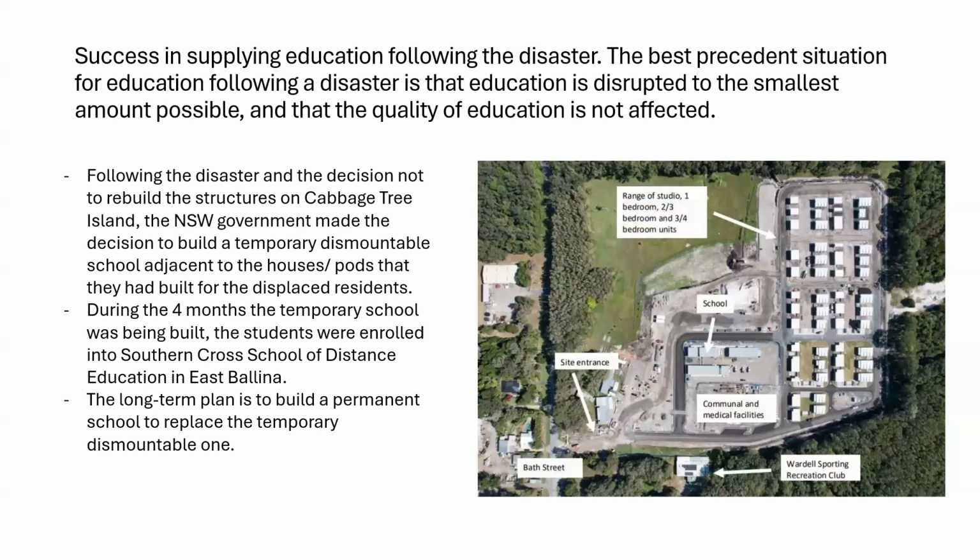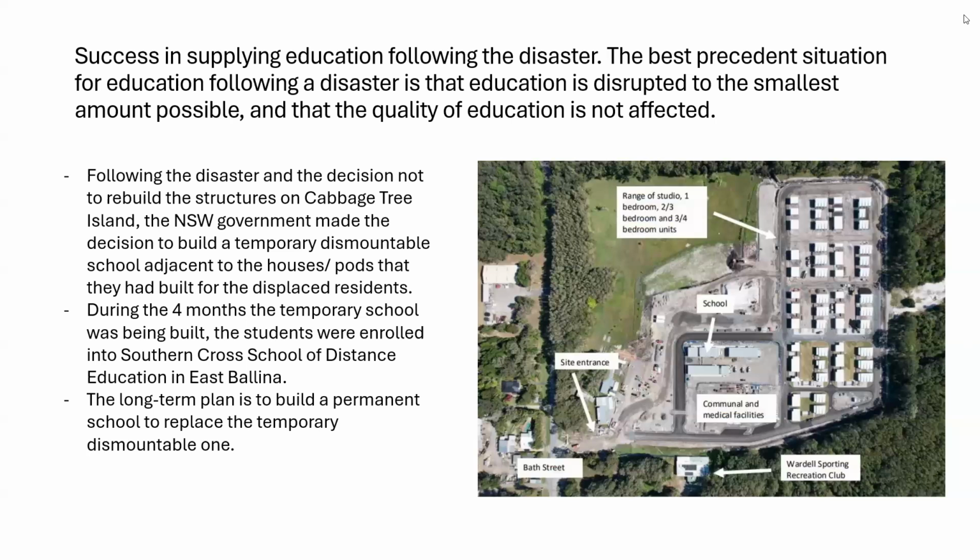Following the disaster and the decision not to rebuild the structures on Cabbage Tree Island, the New South Wales government made the decision to build a temporary demountable school adjacent to the houses/pods that they had built for the displaced residents in Wardell Village. During the 4 months the school was being built, the students were enrolled into Southern Cross School of Distance Education in East Ballina. The long-term plan for the students is to build a permanent school to replace the temporary demountable one. The temporary school includes 2 classrooms, a library, and a communal space.